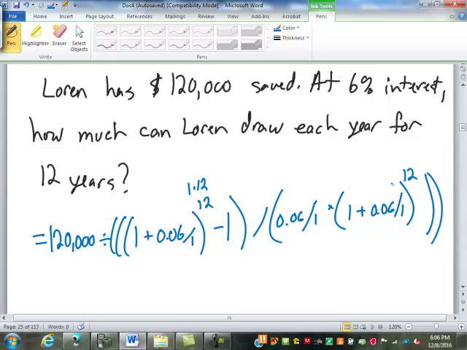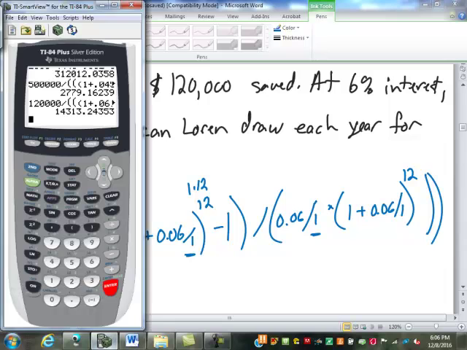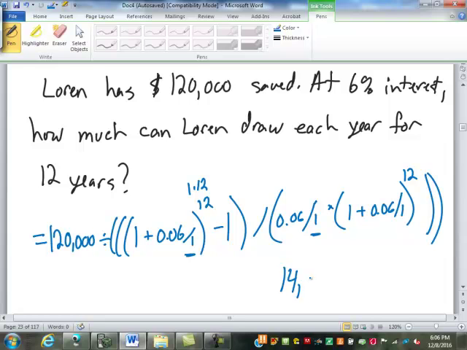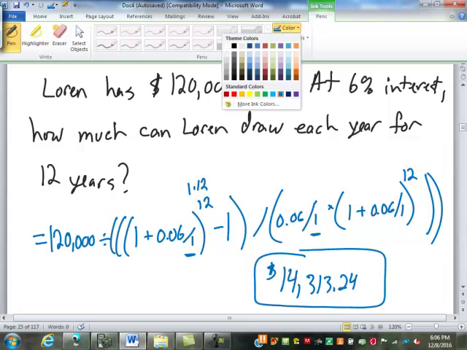Now you'll notice when I put it in the calculator, I don't put in the divide by 1 because it's not going to do anything. I'm just putting it on here so that it's consistent, that you see that's once a year. But when you type it in the calculator, it's okay to leave it off to save some keystrokes. We get that you can draw out $14,313.24. That's each year for those 12 years.